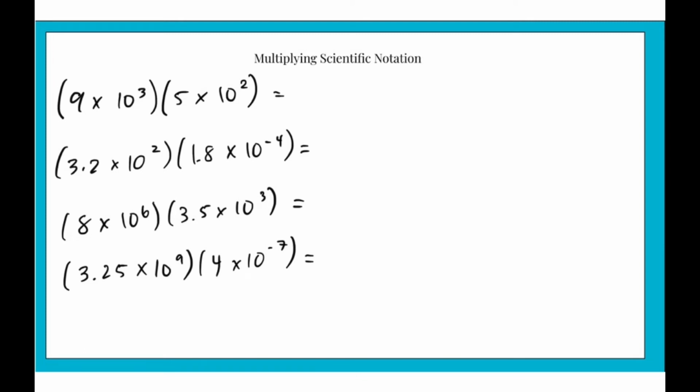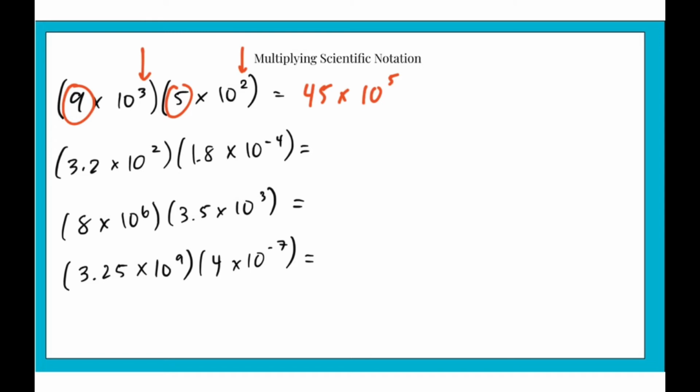Whenever we're multiplying, we're first going to multiply the numbers first. So for example, 9 times 5, that's going to be 45. And then I'm going to add the 2 exponents. I have a 3 and I have a 2. And when I add those together, that's going to be 5. So I have 45 times 10 to the power of 5. I love this answer because we think we're done.